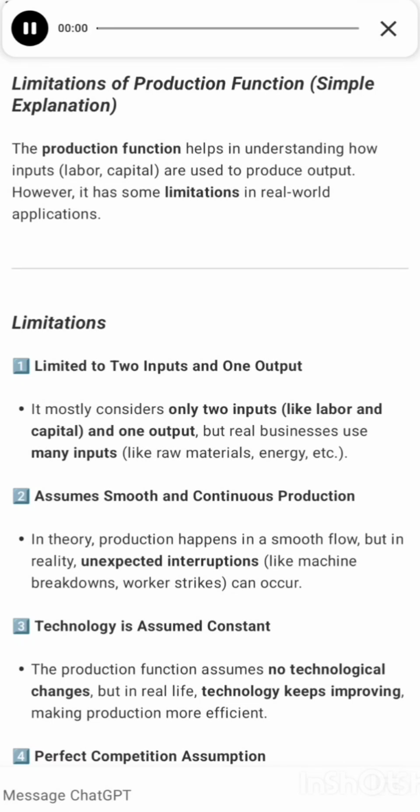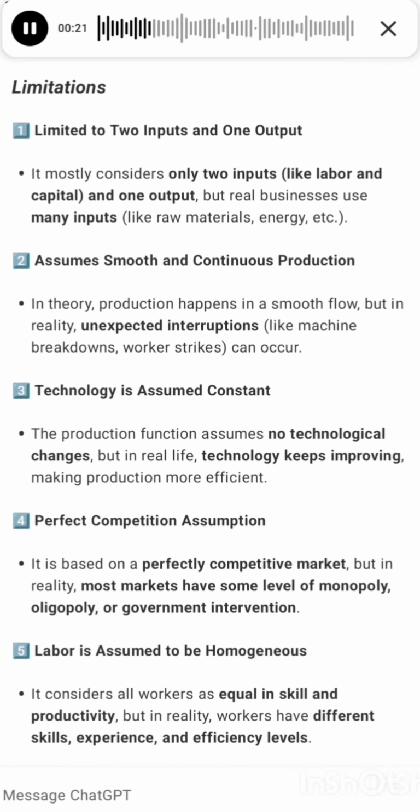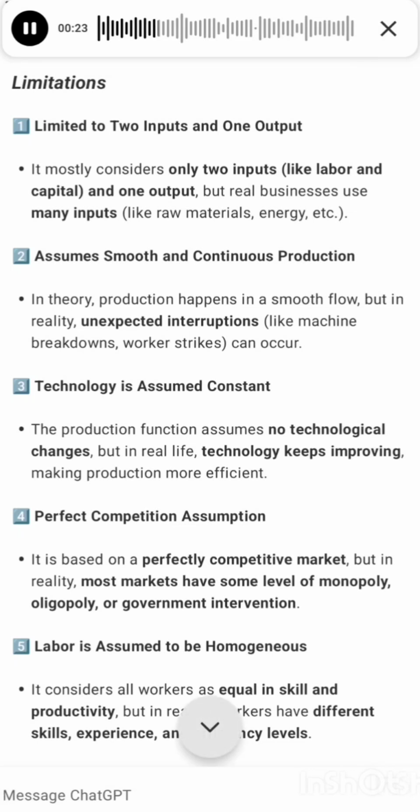Limitations of production function, simple explanation. The production function helps in understanding how inputs, labor and capital, are used to produce output. However, it has some limitations in real-world applications. Limitations. 1. Limited to 2 inputs and 1 output. It mostly considers only 2 inputs, like labor and capital, and 1 output, but real businesses use many inputs, like raw materials, energy, etc.